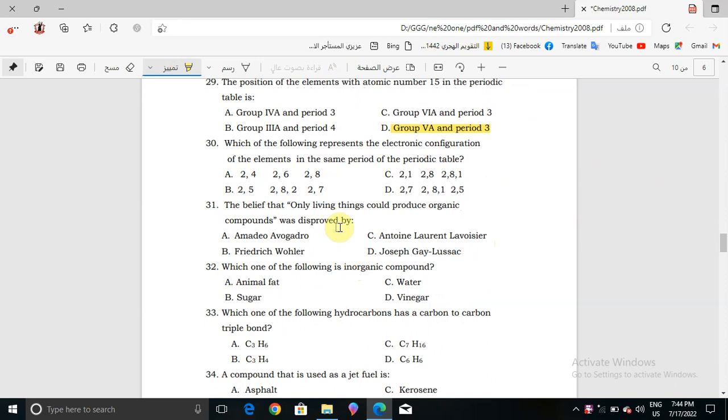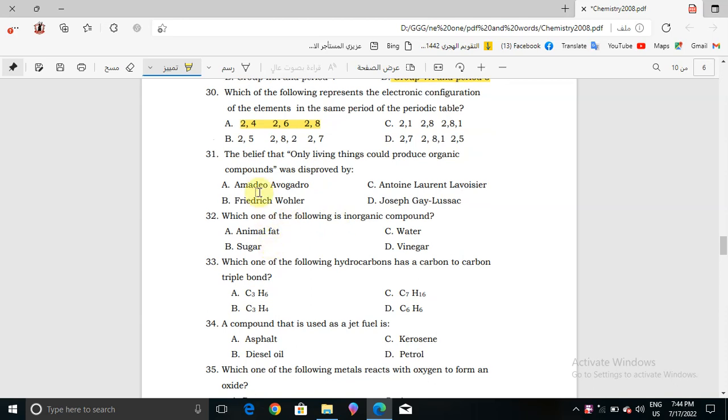Okay, now question number 30. Which of the following represents the electronic configuration of elements in the same period of the periodic table? It will be A, which is 2, 4, 2, 6, and 2, 8. Now question number 31. The belief that only living things could produce organic compounds was disproved by whom? Amedeo Avogadro or Frederick Wöhler? Yes, Frederick Wöhler was the one who disproved this belief.